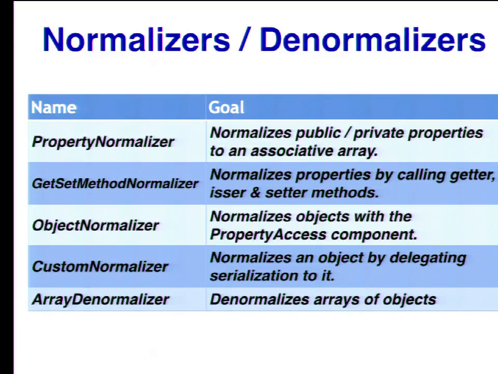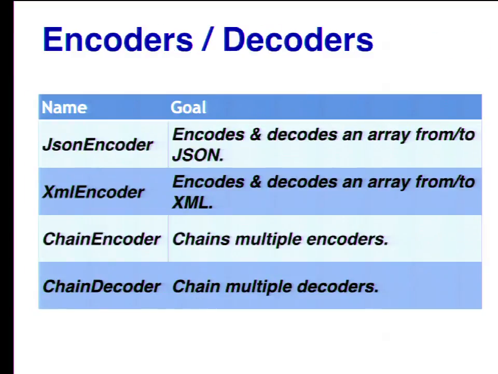The array denormalizer is just a very handy thing if you have an array of objects normalized. We'll later see actually most of the implementation of it, so we can dive into detail how it works. Then the encoders that are available out of the box are the JSON encoder and XML encoder. So this is what you have out of the box.